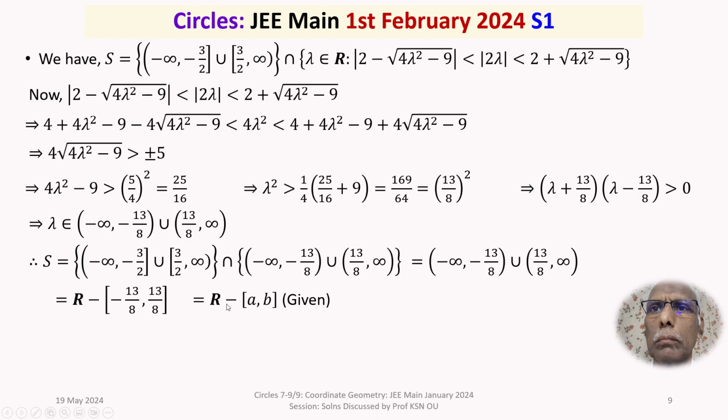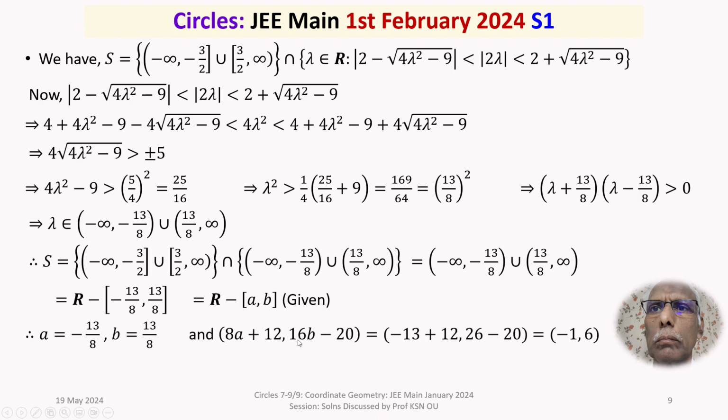And this is given to be R minus the closed interval A comma B. Therefore, A will be minus 13 by 8 and B will be 13 by 8. So this will be the case. And the ordered pair 8A plus 12 comma 16B minus 20 is a point. For A equal to minus 13 by 8 and B equal to 13 by 8 you substitute, then you will get minus 1 comma 6.